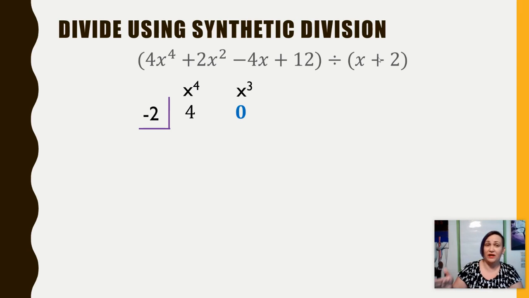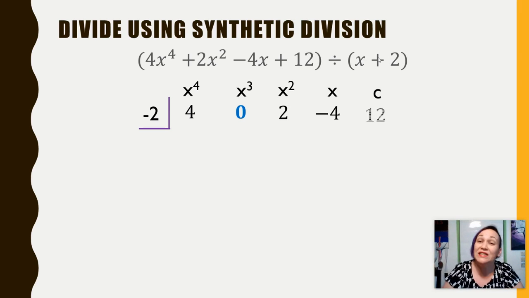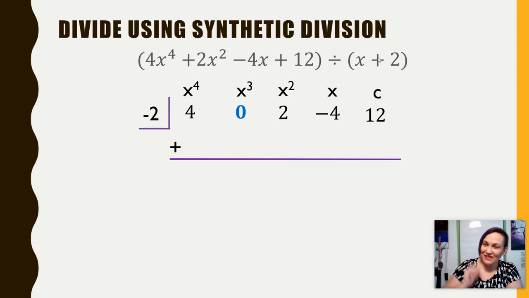So if it starts with an x to the 4th, you have to have an x to the 3rd, an x squared, an x to the 1st, and a constant. If you are missing any of those things, you'll need to fill those in with a space of 0. All right, let's draw that line and let's get started. I'm going to start by adding the 4 with the nothing that's underneath it. So I'm just going to drop the 4 straight down.